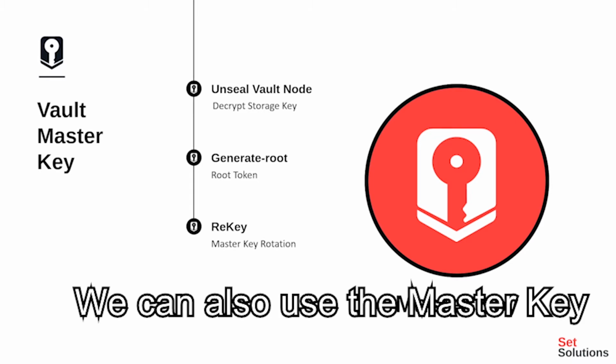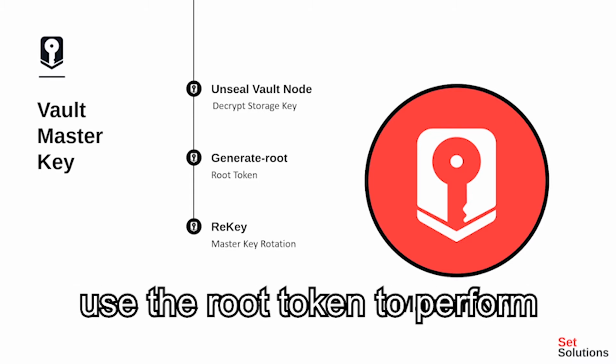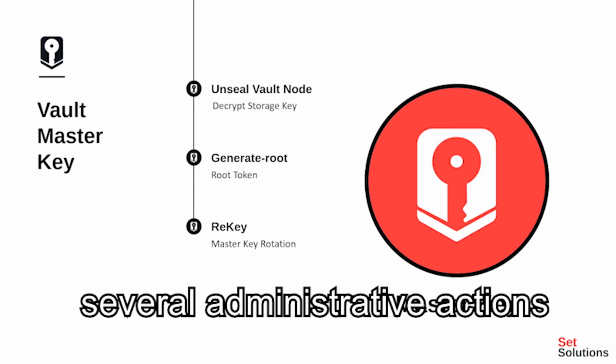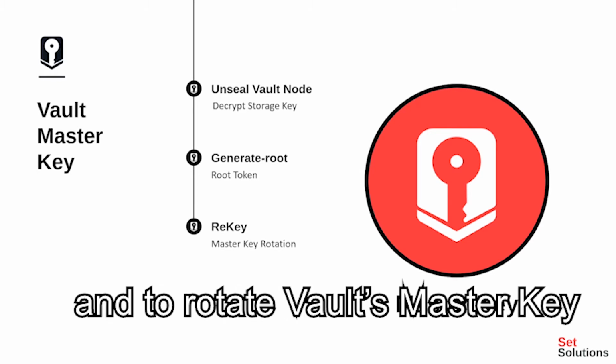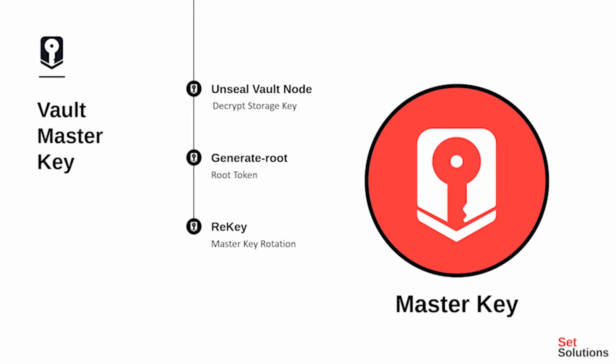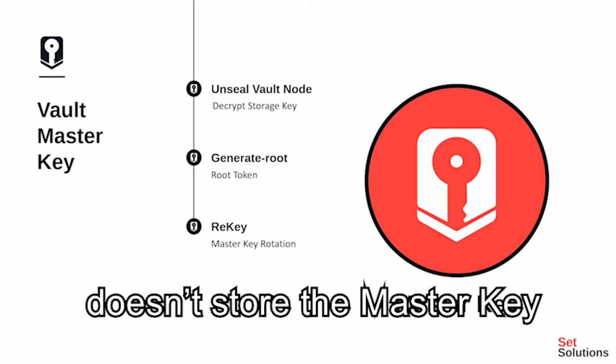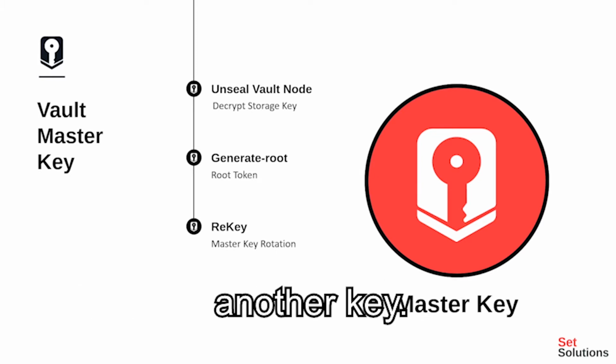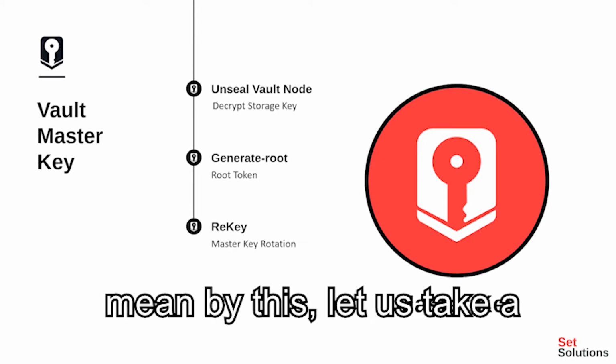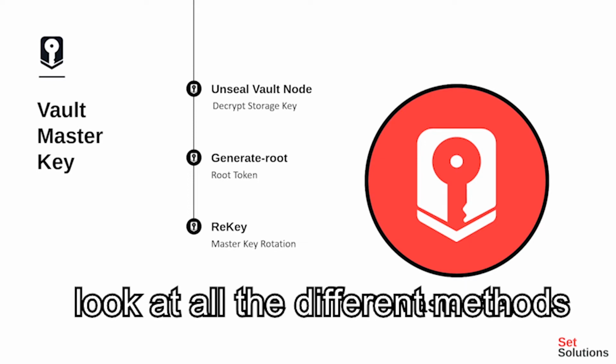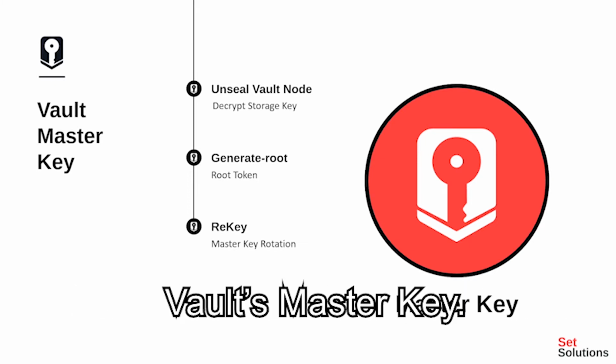We can also use the master key to generate a root token and use that root token to perform several administrative actions, and to rotate Vault's master key, which HashiCorp is calling rekey. It is also worth noting that Vault doesn't store the master key unless it's protected by another key. To better understand what I mean by this, let us take a look at all the different methods that we can use to protect Vault's master key.